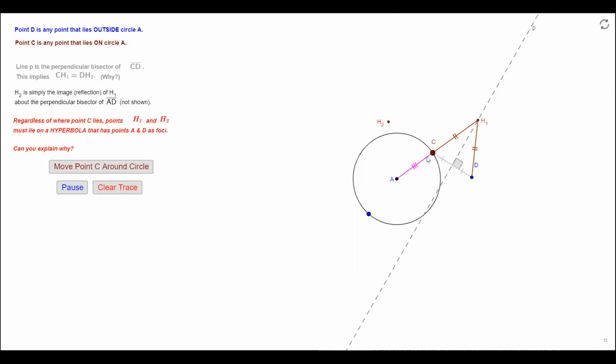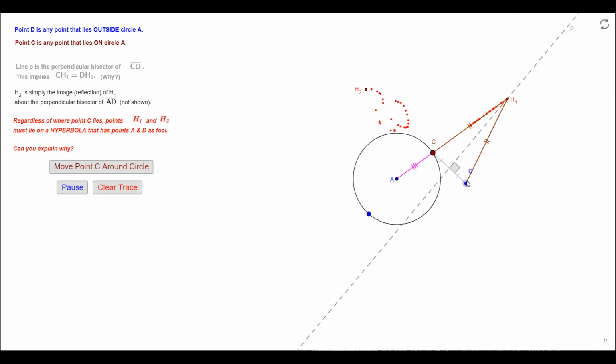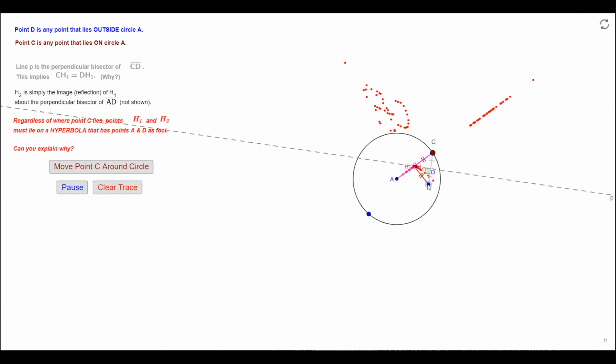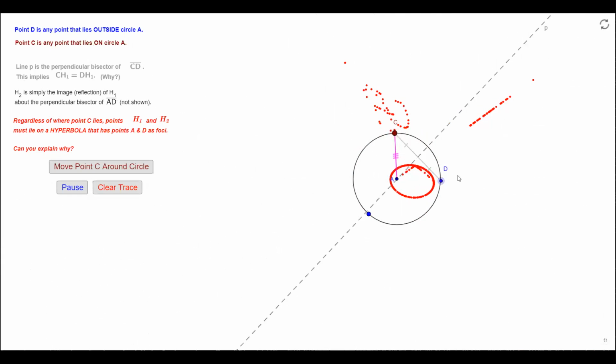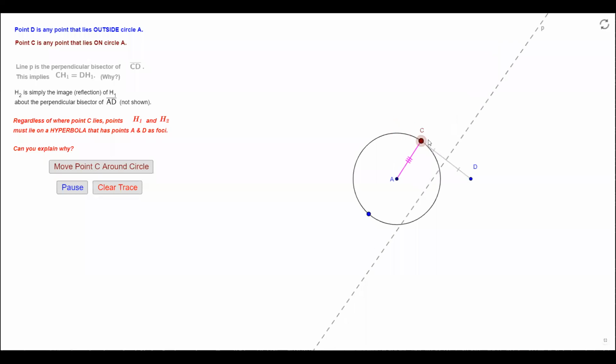A is the center of a circle, C is a point on the circle, and D could be anywhere outside the circle, and it'll make a hyperbola. If D is inside the circle, it won't make a hyperbola, it'll make an ellipse. When the two focal points are inside the circle, you make the ellipse, and when D is outside the circle, you get a hyperbola. So point D is just a point.